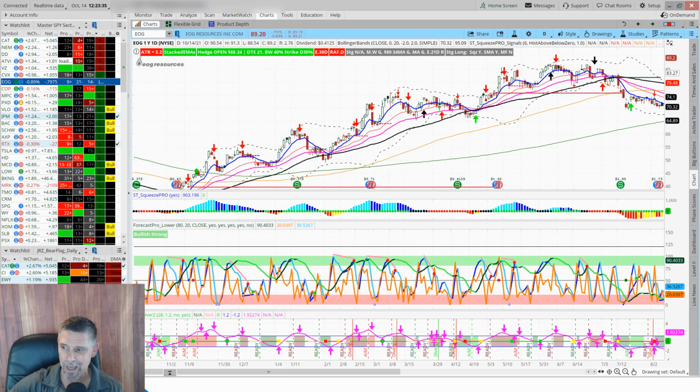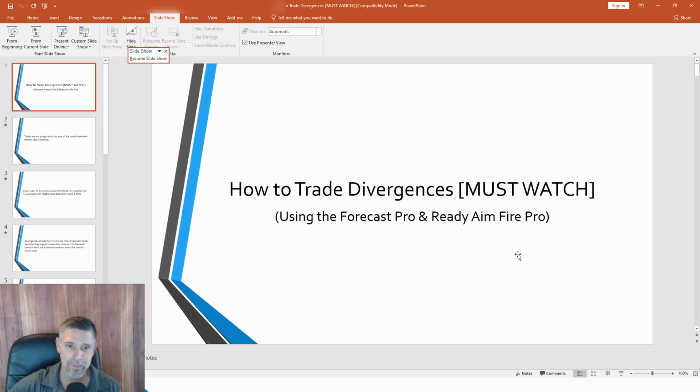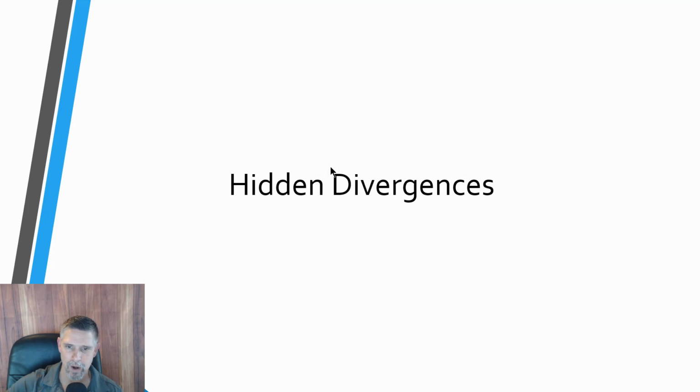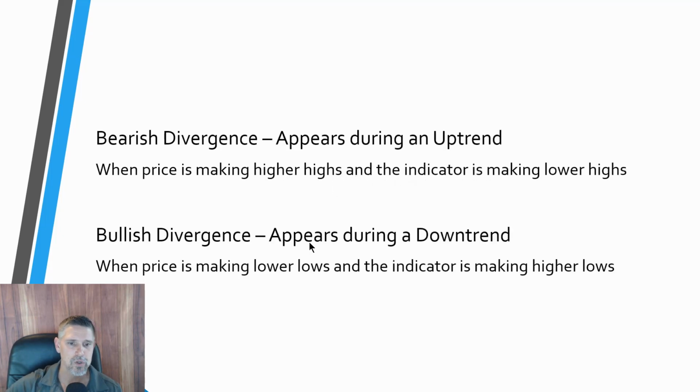So let's go back to the thing. So that right there is, boom, a bearish divergence. Appears in an uptrend. So a bullish divergence appears in a downtrend. When price is making lower lows and the indicator is making higher lows. So before we jump into that, so lower lows in price.